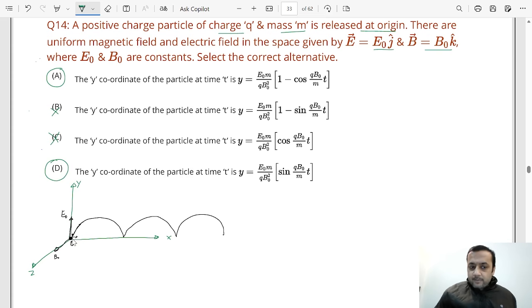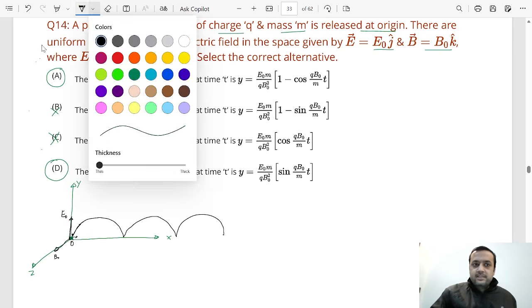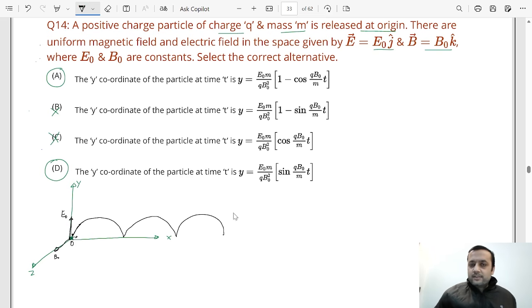Look, if you remember, at time 0 the velocity was also 0, right? Time 0, because the particle was released. So remember, dy by dt should give you the velocity in the y-axis. So if I differentiate option D, what is the value of dy by dt? Look, this is a constant. Let's call this constant alpha for the time being.